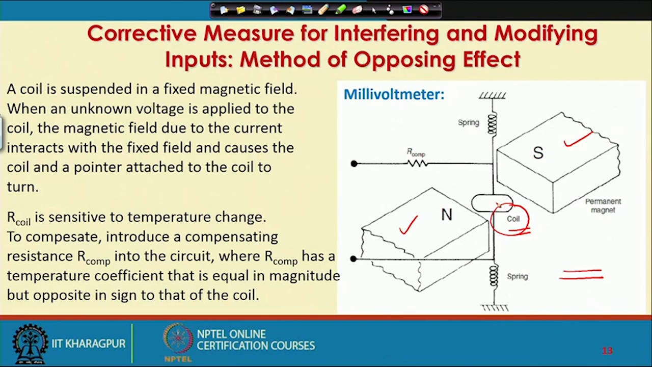To compensate for this effect of temperature change, we introduce a compensating resistance here, and the temperature coefficient of this compensating resistance is equal in magnitude but opposite to the temperature coefficient of the coil resistance. So, when the temperature changes, the coil's resistance increases, but the compensating resistance decreases, and this is equal in magnitude. One increases, another decreases by the same amount. So, the effect is cancelled out. This is an example of the method of opposing effects.